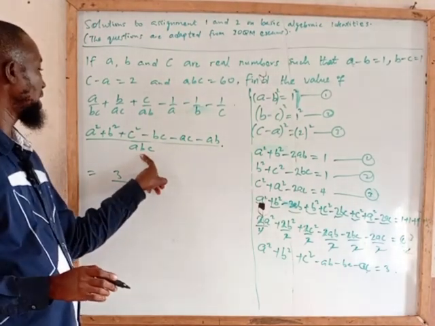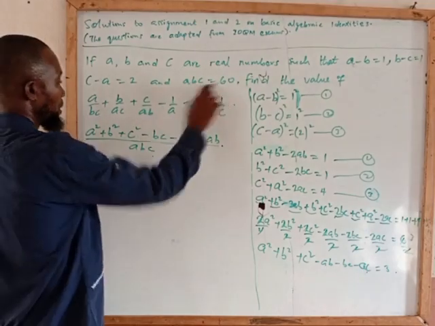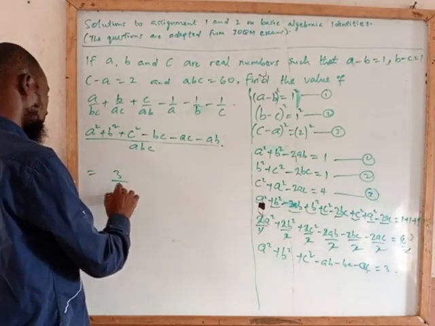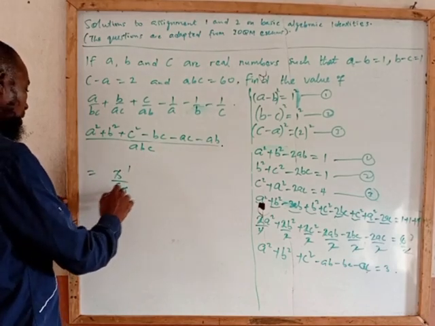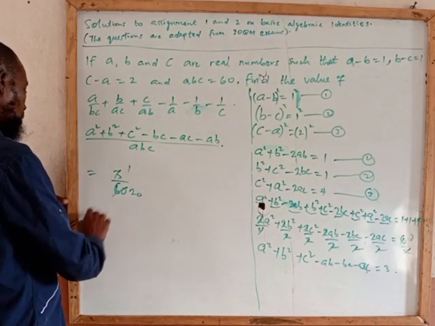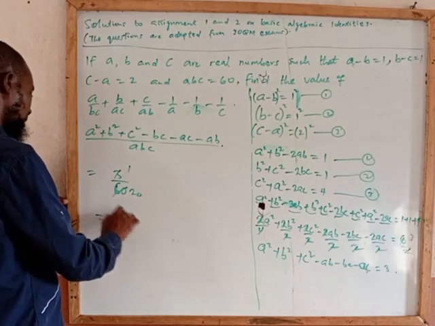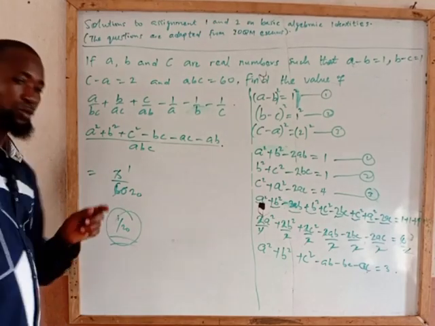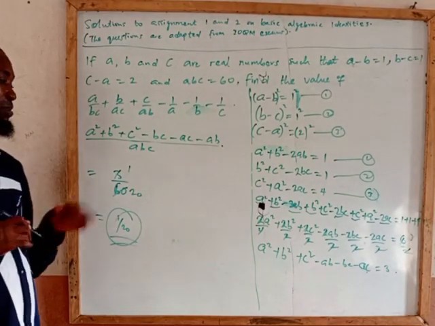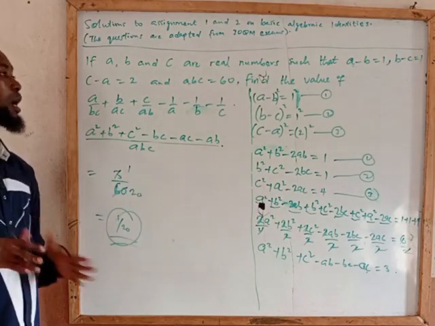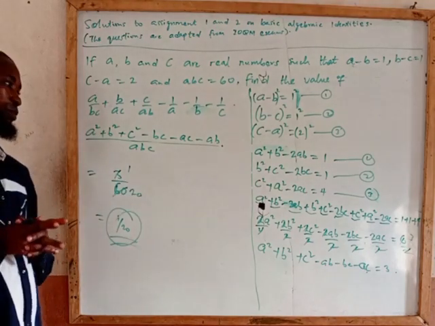What is my abc? abc is equal to 60. 3 over 60. Yeah, we just cancel where possible. 3 in here, 1. 3 in 60 is 20. So that shows the final answer to this question is what? 1 over 20. And that is just the simple solution to our second question.